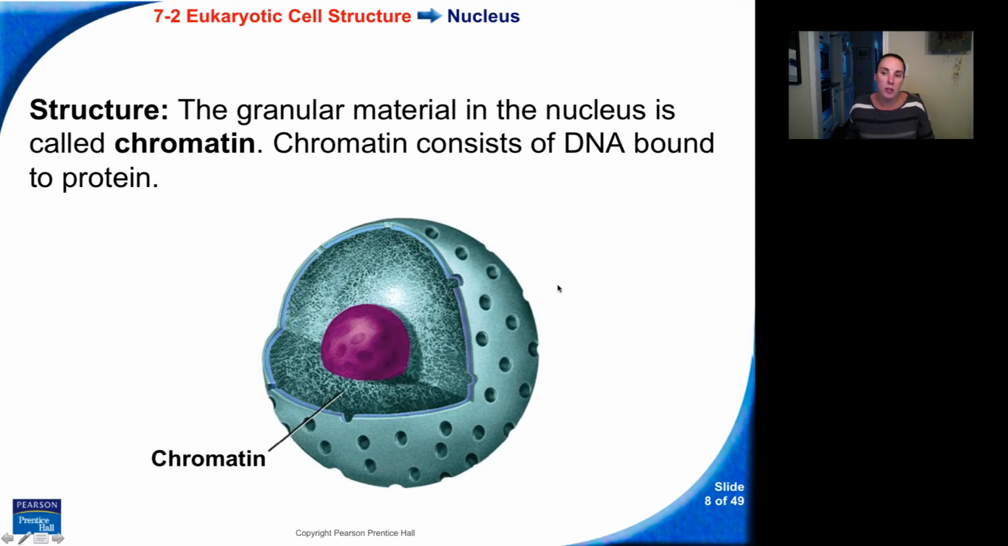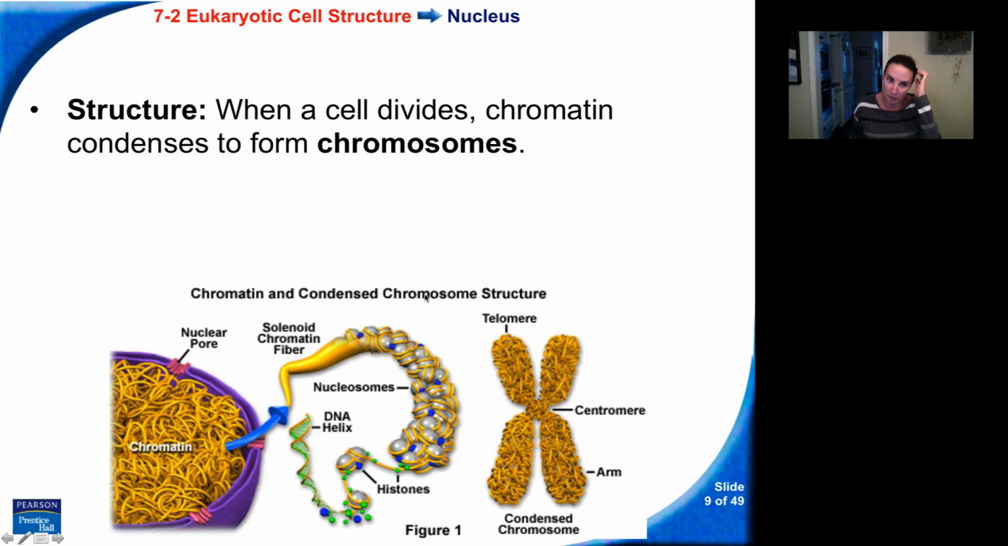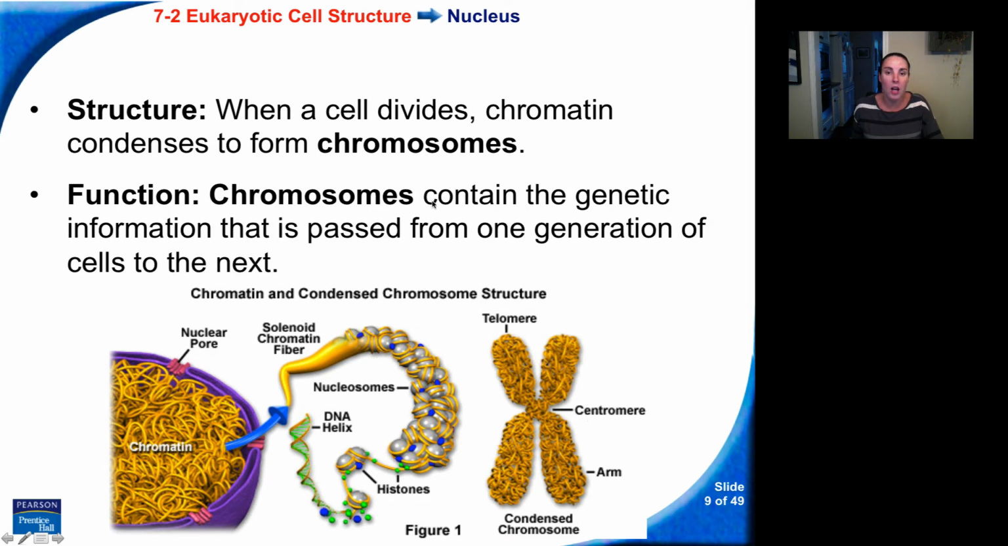The granular material in the nucleus is called chromatin. So this is the chromatin. Chromatin consists of DNA bound to protein. And when a cell divides, chromatin condenses to form chromosomes. And chromosomes contain the genetic information that is passed from one generation of cells to the next.